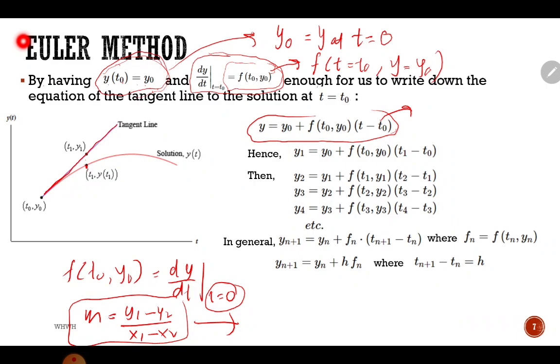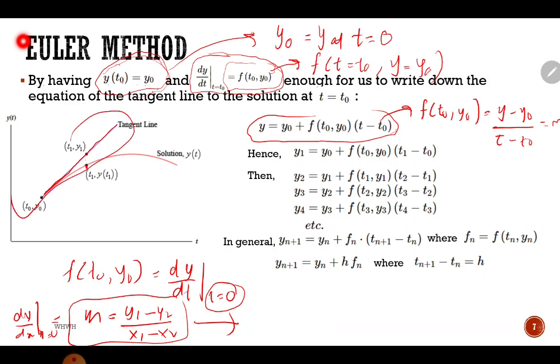the slope of the tangent line, because we know f(t0, y0) is actually the derivative. m is dy over dx at x equals 0, for example. So f(t0, y0) is equals to y minus y naught over t minus t naught. Do you believe it? So this is equal to the slope of this tangent line.